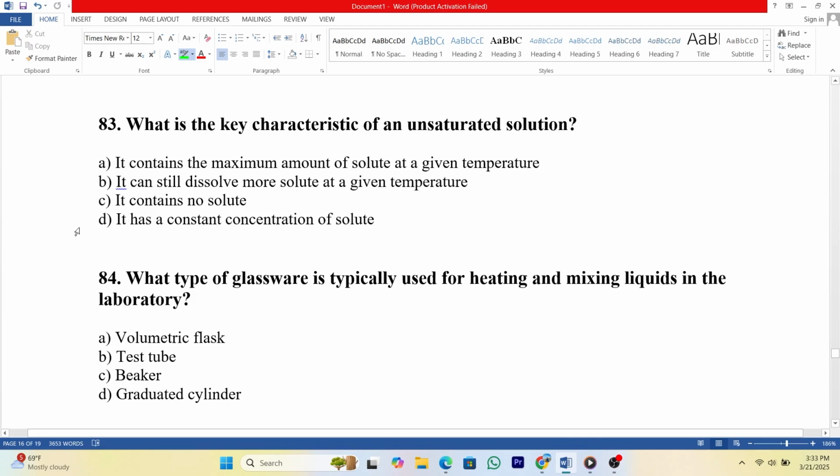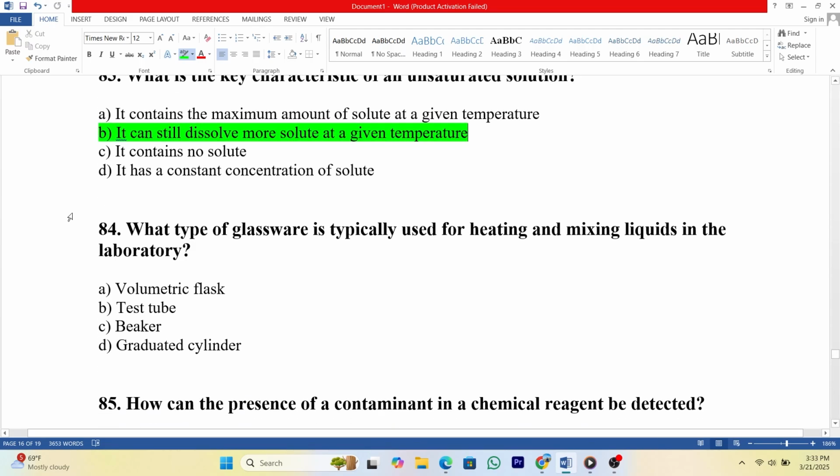83. What is the key characteristic of an unsaturated solution? A. It contains the maximum amount of solute at a given temperature. B. It can still dissolve more solute at a given temperature. C. It contains no solute. D. It has a constant concentration of solute. Answer, B. It can still dissolve more solute at a given temperature.